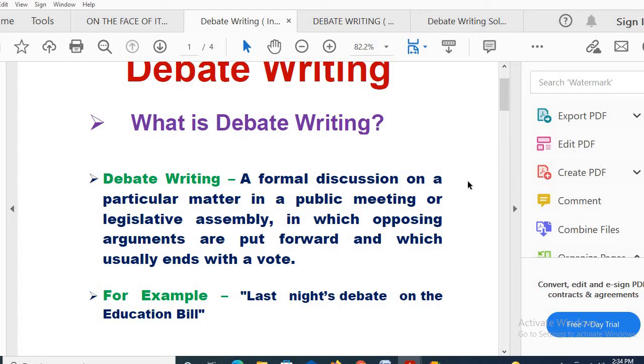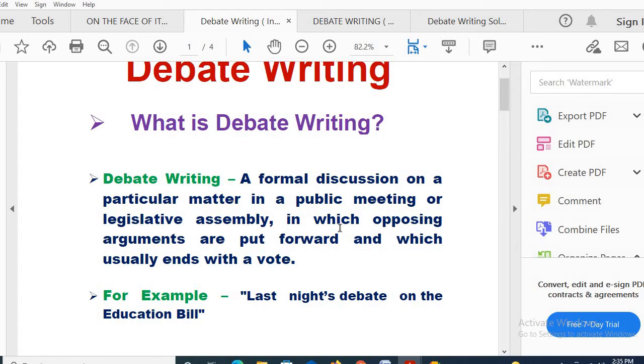So let me start, but first of all we should know what exactly is a debate, or what debate writing is all about. But before that, what is a debate? Debate is a formal discussion on a particular matter in a public meeting or in a legislative assembly. You have seen it in the assembly also, in the Lok Sabha, Rajya Sabha. You have seen also there is debate. Okay, you have seen it in the public forum, in the public conference, in many public meetings also. I hope you had seen debate. You might have participated in debate contest also.